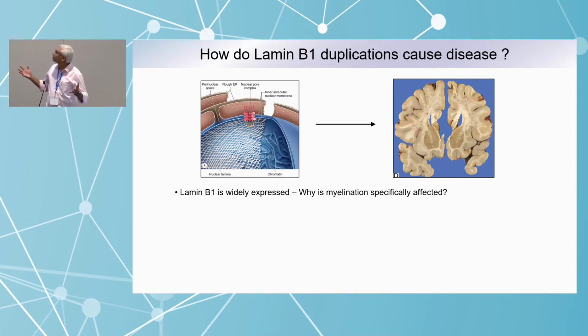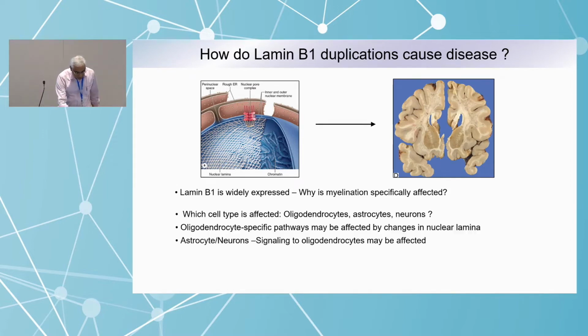Why on God's earth would it specifically cause a demyelination phenotype? There was absolutely no direct connection between this subcellular component and myelin, right? So what cell type is affected? Is it oligodendrocytes, astrocytes, neurons?